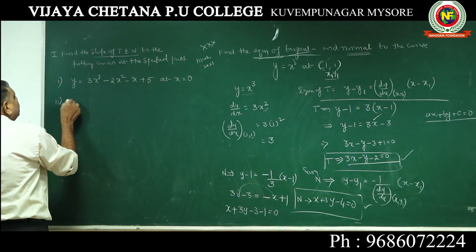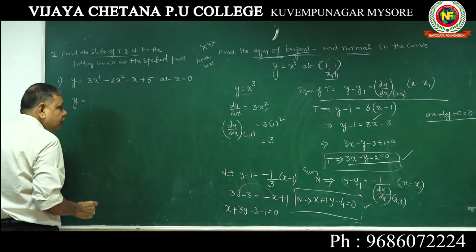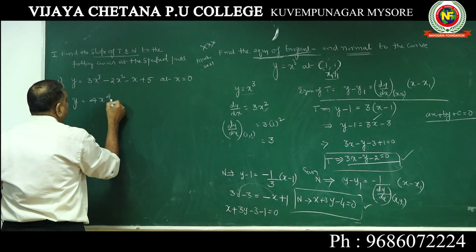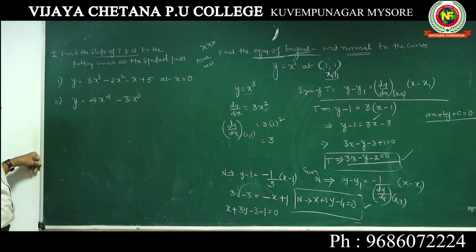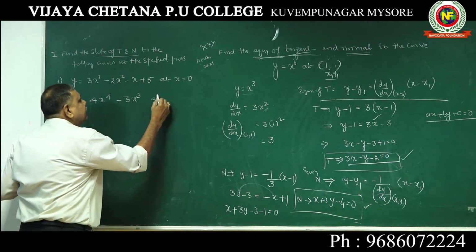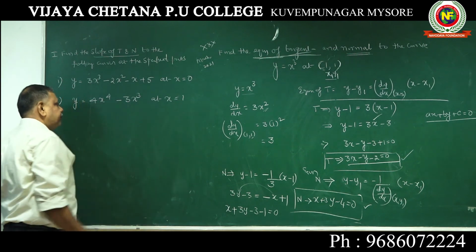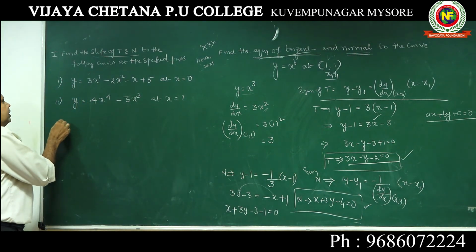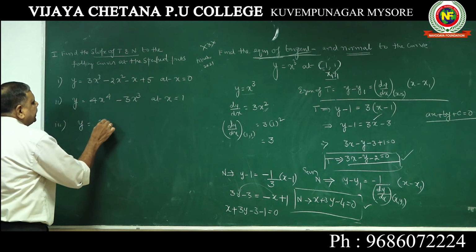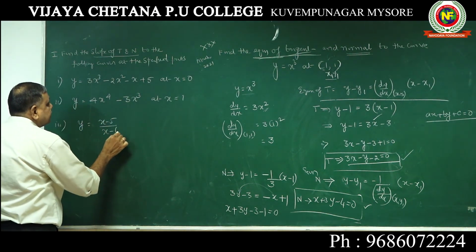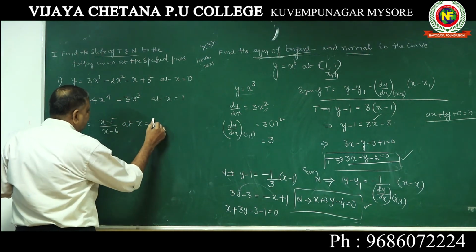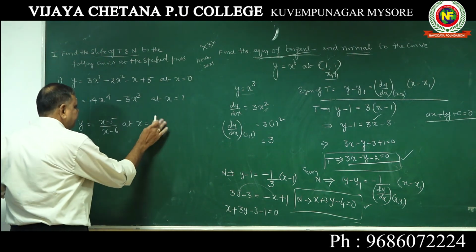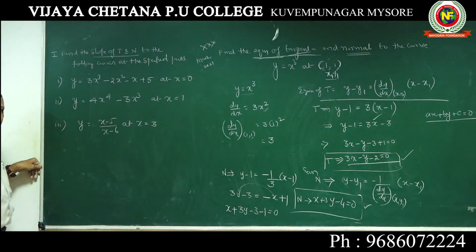Second problem, y is equal to 4x to the power of 4 minus 3x cube at x equal to 1. Third one, for the curve y is equal to x minus 5 by x minus 6 at x equal to 3. For the curve y is equal to x minus 5 by x minus 6 at x equal to 3.